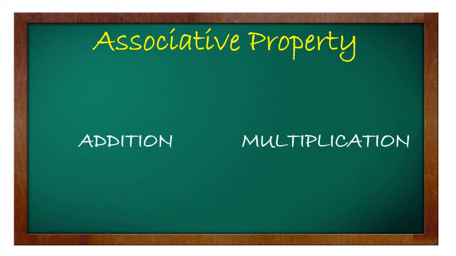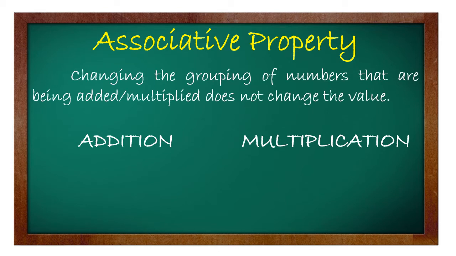The next property that we have is the associative property of addition and the associative property of multiplication. Changing the grouping of numbers that are being added or multiplied does not change the value. Kanina sa commutative natin, dalawa lang yung numbers na pinag-a-add or pinag-multiply natin. Pag binago mo yung position nun, hindi daw nagbabago yung sagot. Pag associative naman, 3 or more na siya. So, meron kang groupings. Pag binago mo daw yung groupings mo, same lang din naman daw yung kalalabasan niya.